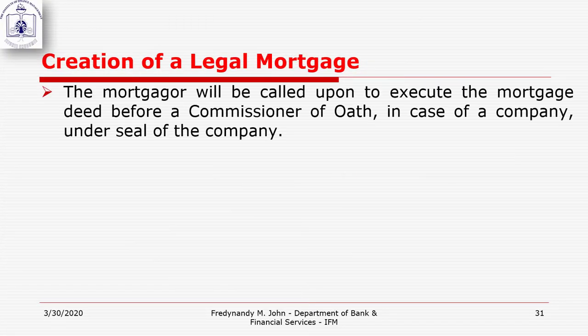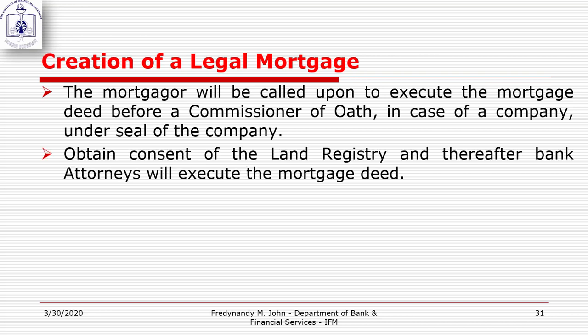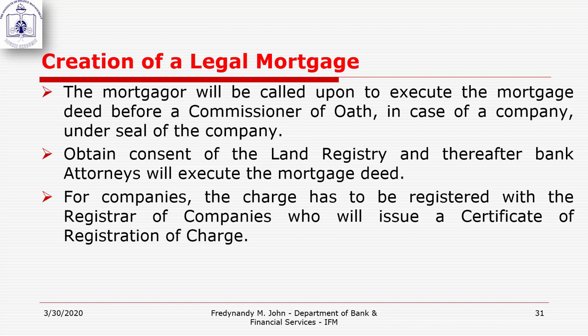Now, gentlemen, ladies, let's focus on the creation of a legal mortgage. Once you have obtained all those documents, the next thing is the execution. The mortgagor will be called upon to execute the mortgage deed before the commissioner of oath. And if the mortgagor is a company, then the execution has to be done under the seal of that particular company. Again, do not forget to obtain the consent of the land registry, and thereafter the bank attorneys will execute the mortgage deed.